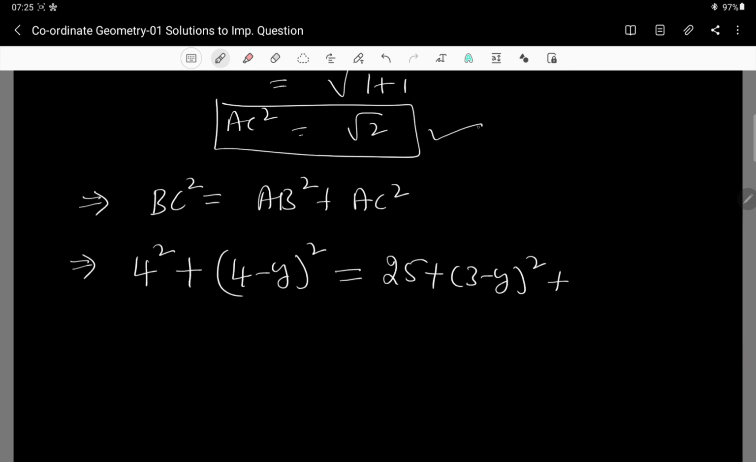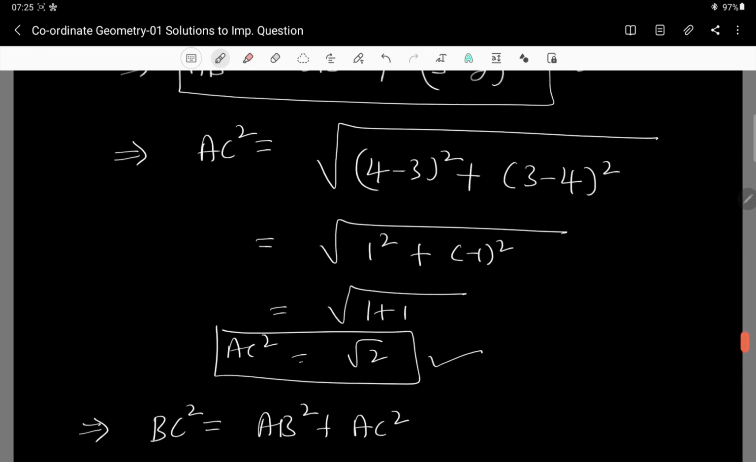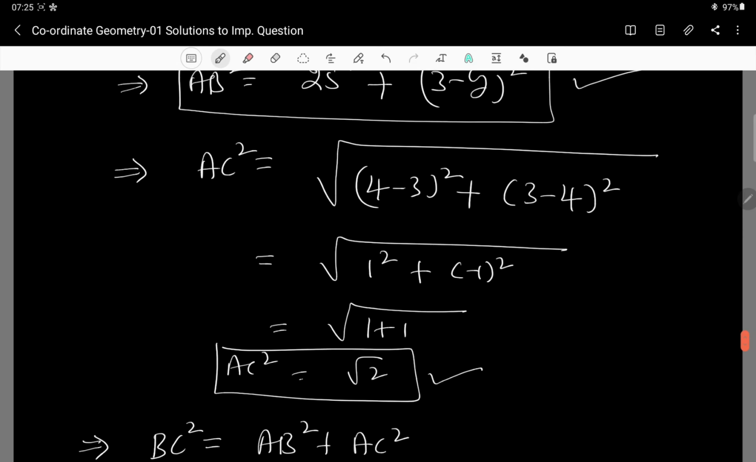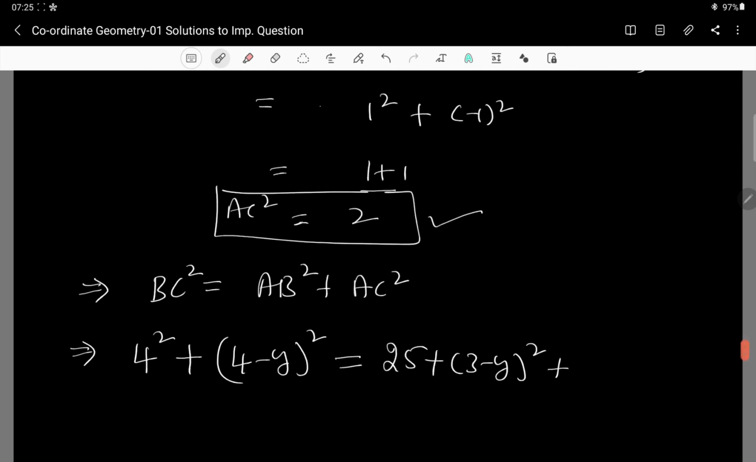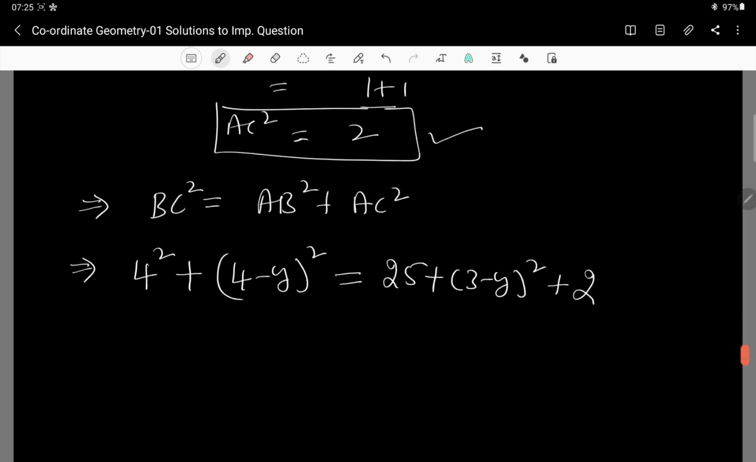AC square, look at this, we would have done this square also, no? So square and square root got cancelled. This square root is not there, this square root is also not there. So what is remaining here? Only 2 is remaining. All these mistakes whenever we make while solving the problems, we should rectify them. So AC square is like 2 only.